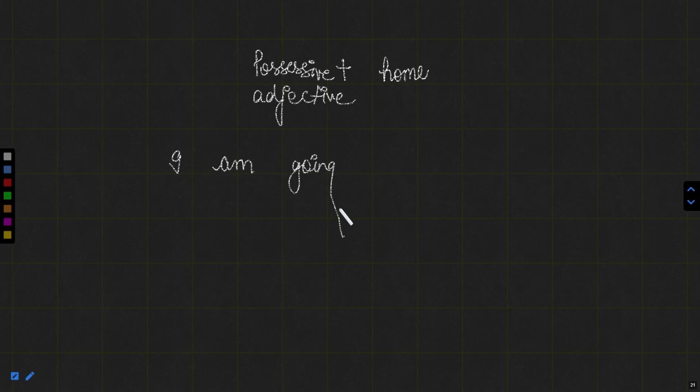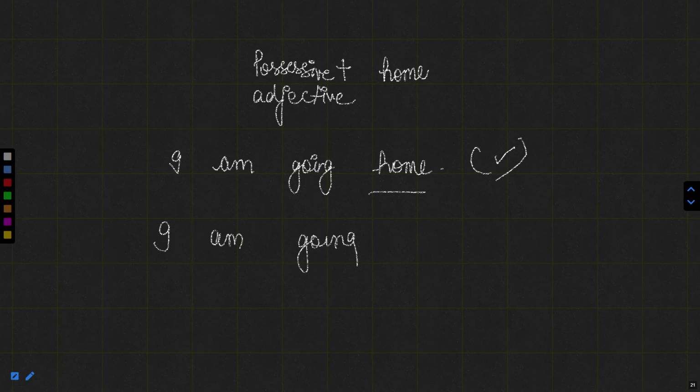Now, wait. If I say I'm going home, now I just said that I'm going home. Now there is no other word in between. So I cannot use any preposition. The sentence is absolutely correct. But if I say I am going to home, this one is incorrect.